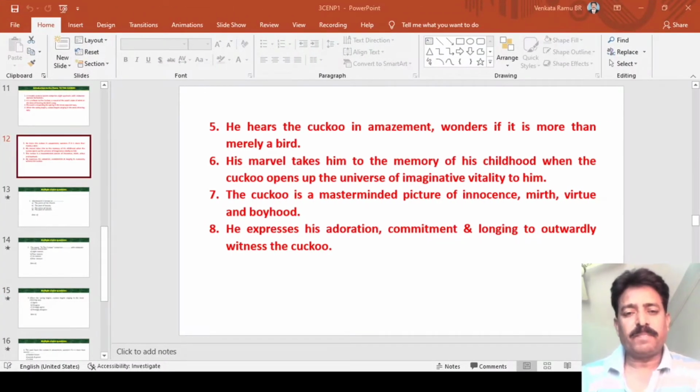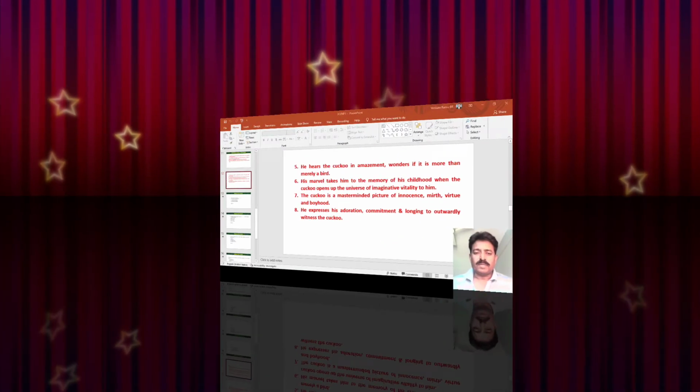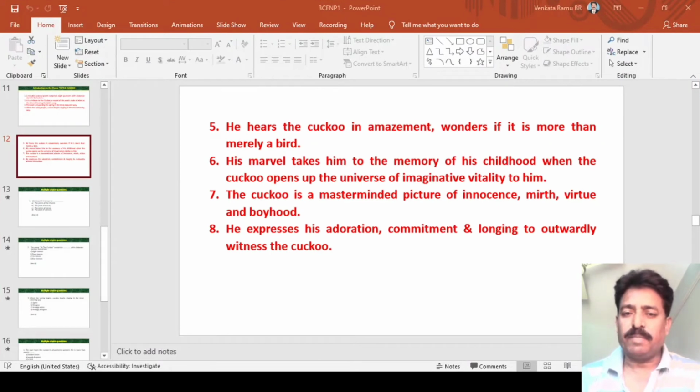William Wordsworth, in the poem, says that he hears the cuckoo in amazement. He wonders if it is more than merely a bird. The poet's marvel takes him to the memory of his childhood days, when the cuckoo opens up the universe of imaginative vitality to him. The cuckoo is a masterminded picture of innocence, mirth, virtue, and boyhood. The poet expresses his adoration, commitment, and longing to outwardly witness the cuckoo.